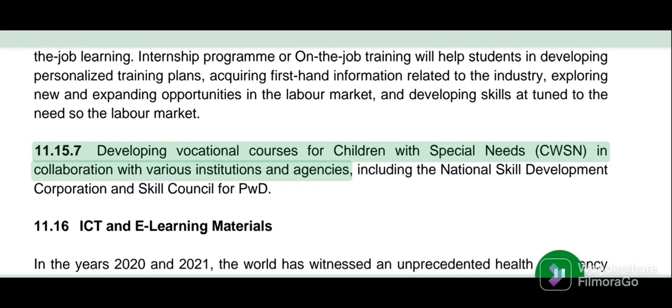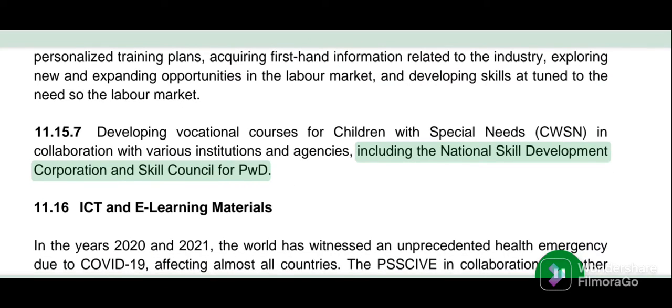11.15.7 Developing vocational courses for children with special needs (CWSN) in collaboration with various institutions and agencies, including the National Skill Development Corporation and Sector Skill Councils.